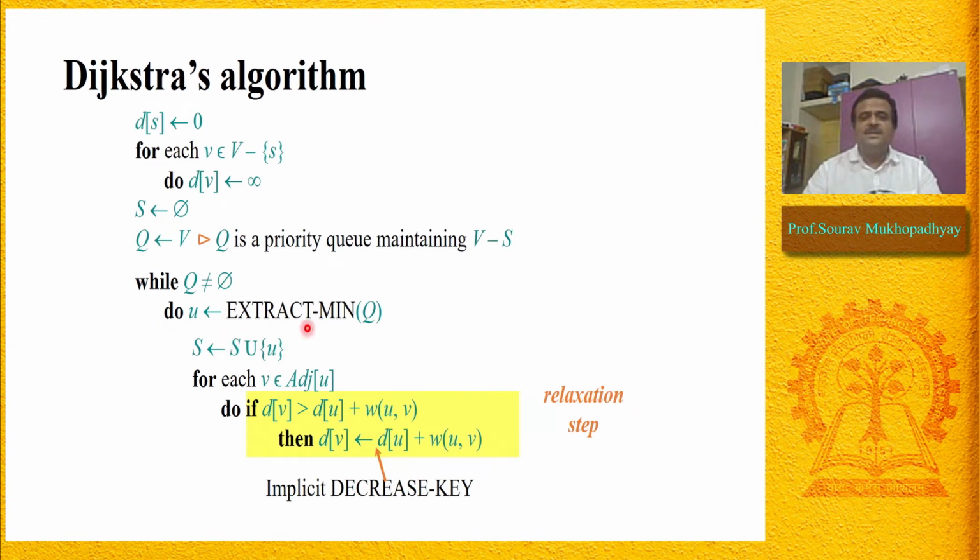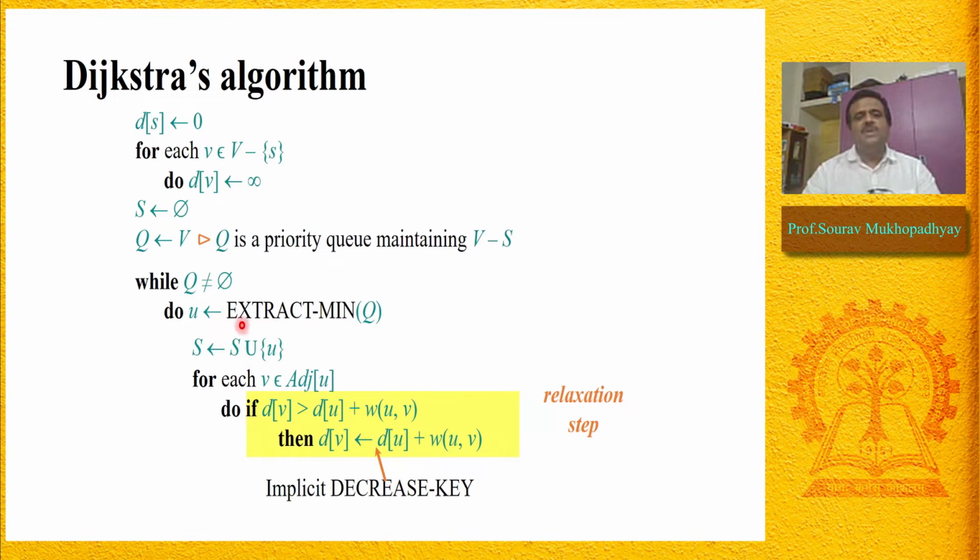So now we extract the minimum, whichever has the minimum key value in Q. The first candidate, the first u, will be s, because the key value of s is 0, others are infinity. So 0 is the minimum. So it will be extracted from this Q, and once extracted, it will be deleted from Q and added in S. So s is now the first candidate of capital S, small s.